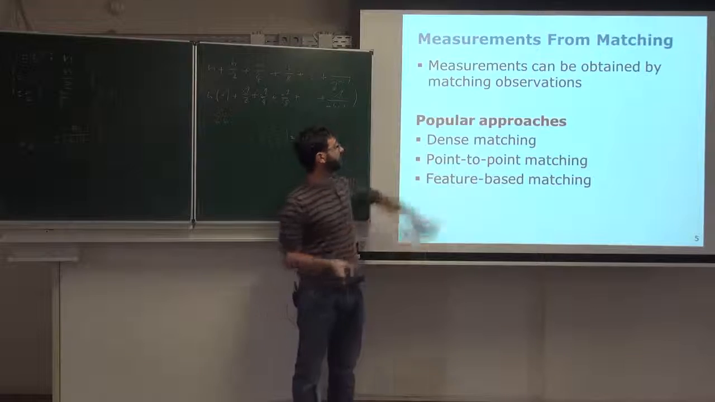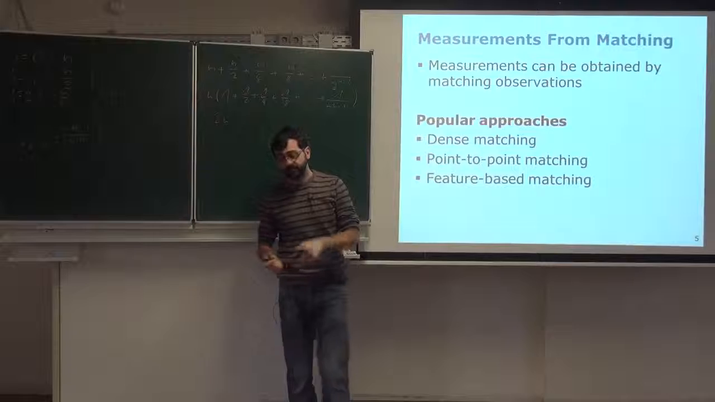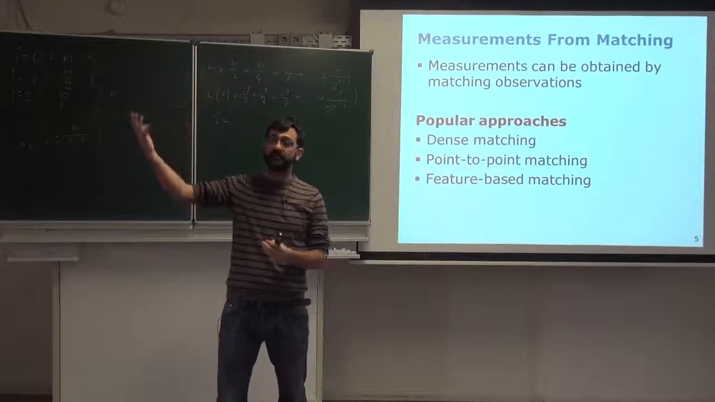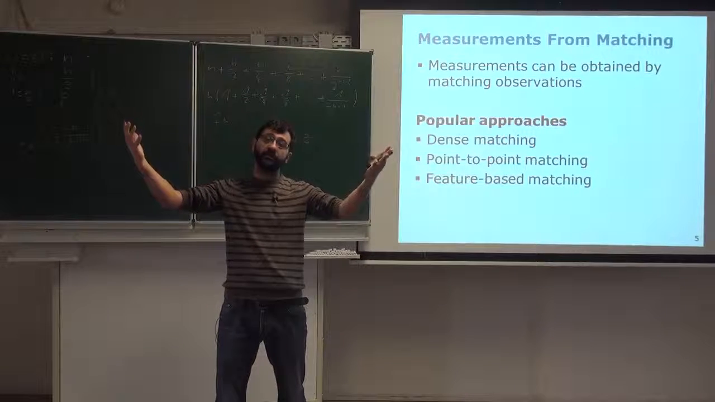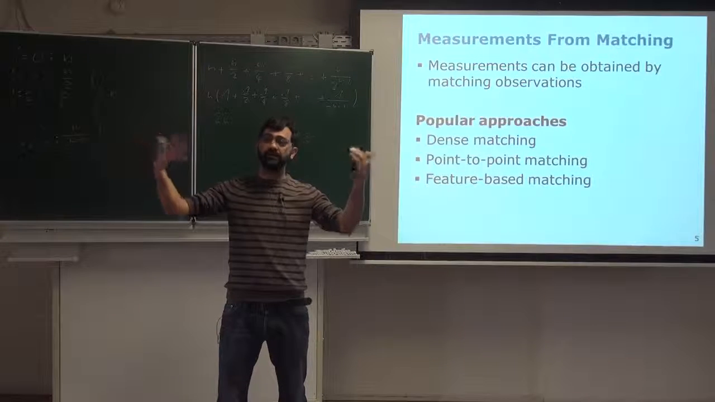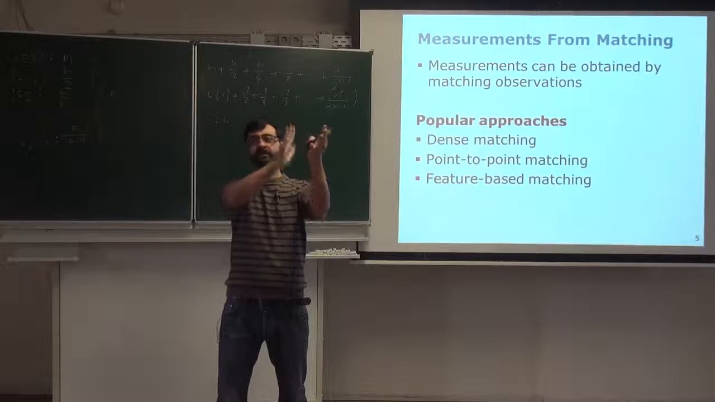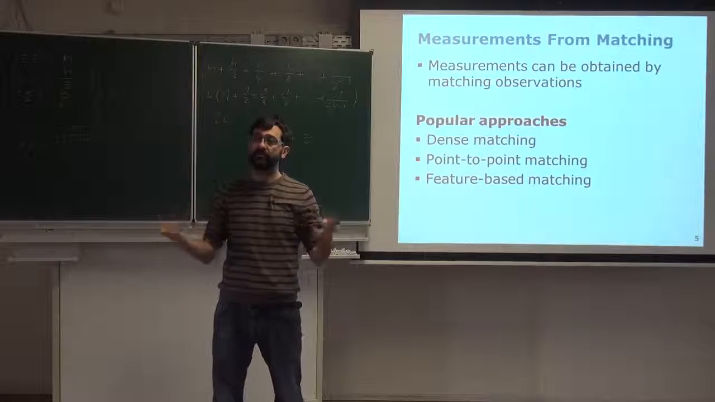And the popular approaches can be seen in different families. One is dense matching. Dense matching basically says, I take the raw data of A, take the raw data of B, I define a score function that tells how good the match is, and then I try to find the best transformation that maximizes this score function.